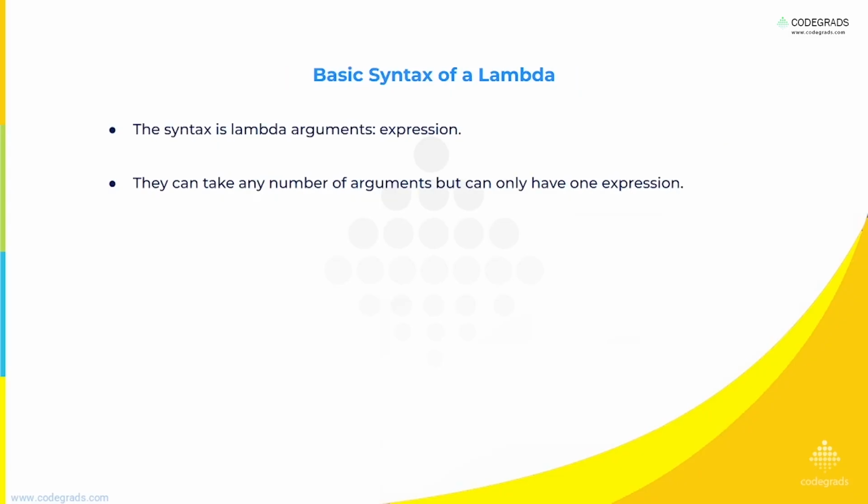Moving on, the basic syntax. The syntax for the lambda is the arguments, a colon, and then the expression. First we include the arguments and then the expression. They can take any number of arguments but can have only one expression. So arguments can be many, but the expression will be only one.